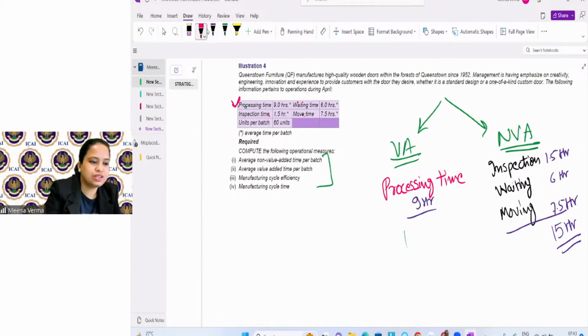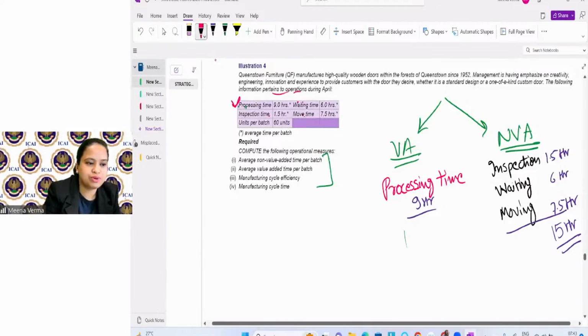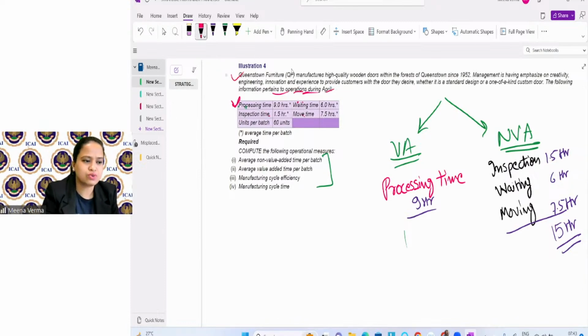See what is mentioned here. They have given you the following information pertaining to operation during the month of April. 1 month information is given. Let me read the complete question. Queenstone Furniture manufactures high quality wooden doors within a forest of Queenstones since 1952. Management is having emphasis on creativity, engineering, innovation, and experience to provide customers with the door they desire, whether it is a standard design or a one of a kind customer door.